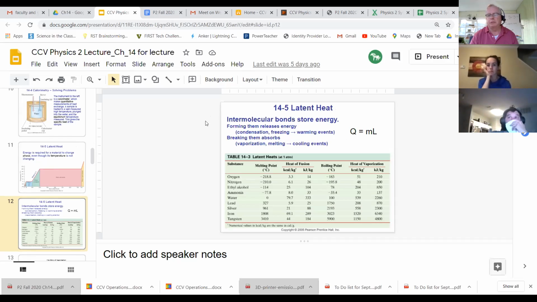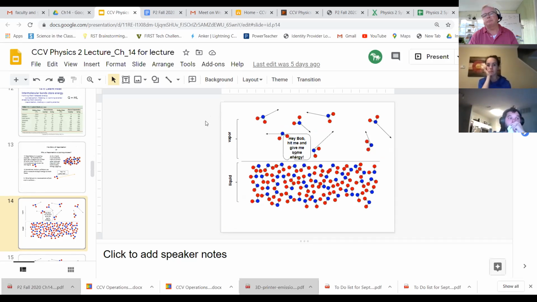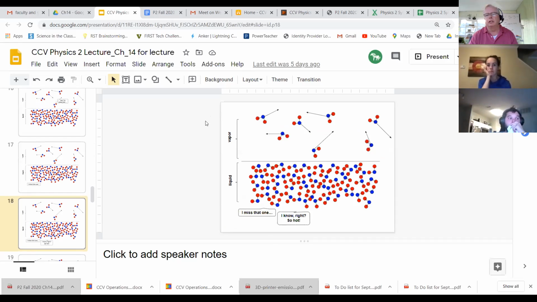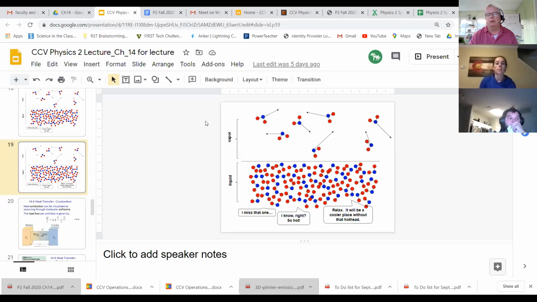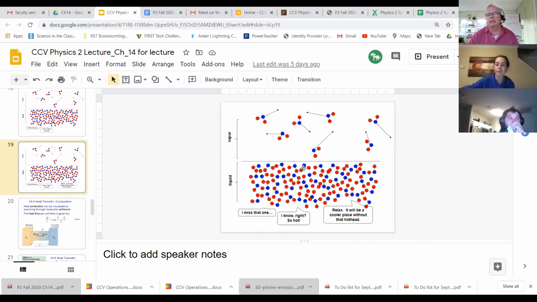All right, so we looked at some particular values. I made a big deal about the kilojoules. And we talked briefly about why vaporization, for example, is a cooling process. That's because in energy sharing collisions, it's possible for one molecule to experience a collision and gain enough kinetic energy to actually break the intermolecular forces that hold it as a liquid. And then off it goes into the vapor.